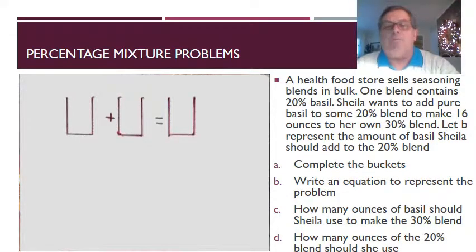Now we're going to look at some mixture problems that are percentage mixture problems. And these are very similar to the ones that we've just done, except now we're going to use percentages. So let's take a look here at our problem.